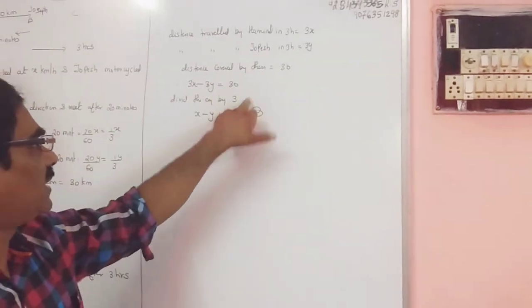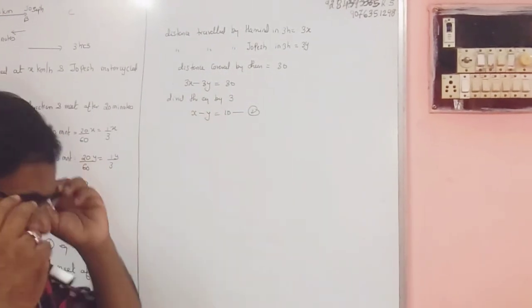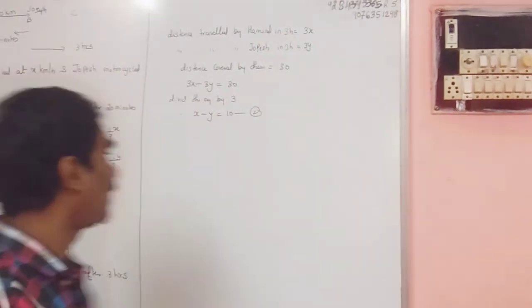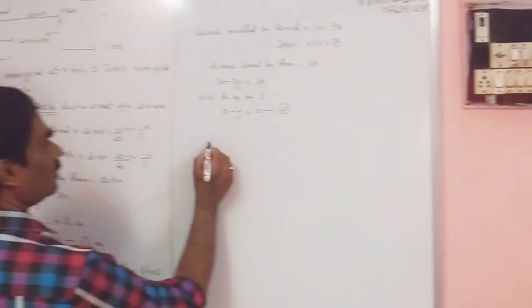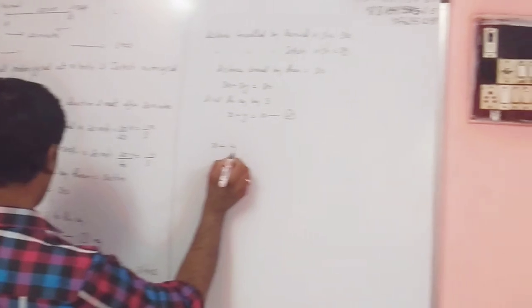Divide the equation by 3. So x minus y is equal to 10. Now we are going to solve the equations. So what are the equations? x plus y is equal to 90, and x minus y is equal to 10.